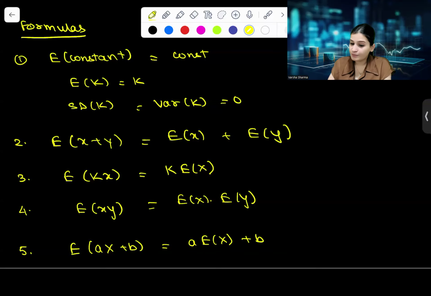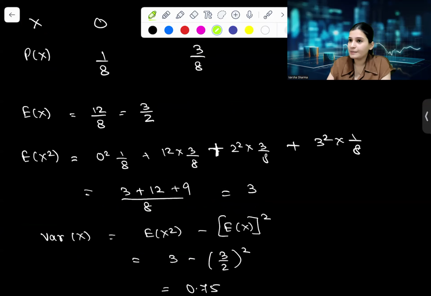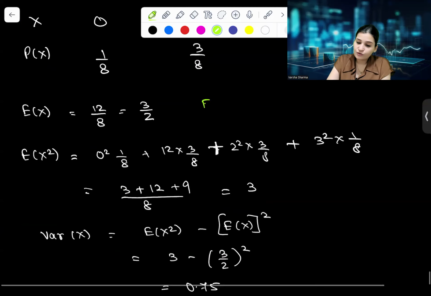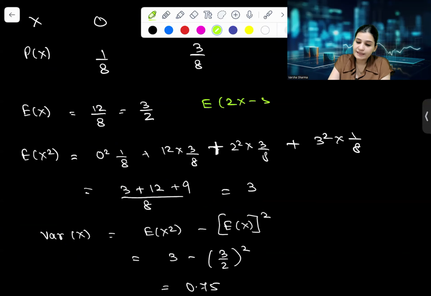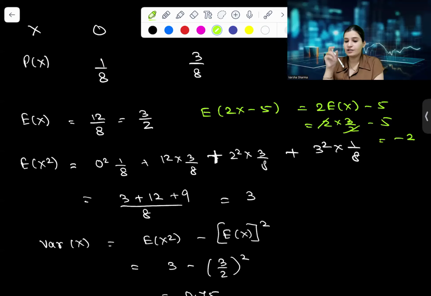Now, what do I mean from here? See here. You already obtained expected value of x as 3 by 2. If I now ask you what is the expected value of 2x minus 5, it will be 2 into expected value of x minus 5. Put the value of E of x that you have already calculated. 2 gone. Answer would be minus 2. So for whatever equations we are finding out, just put E for that.